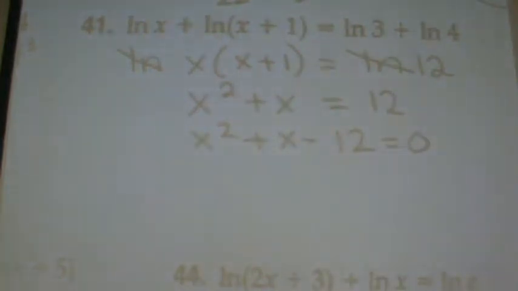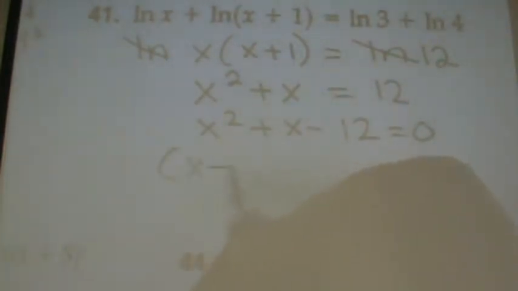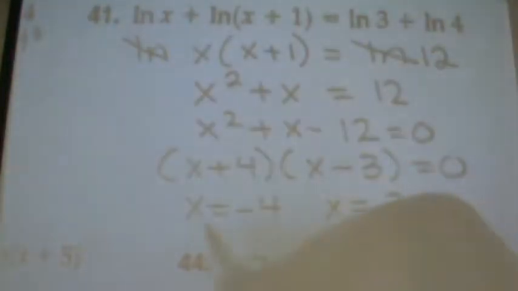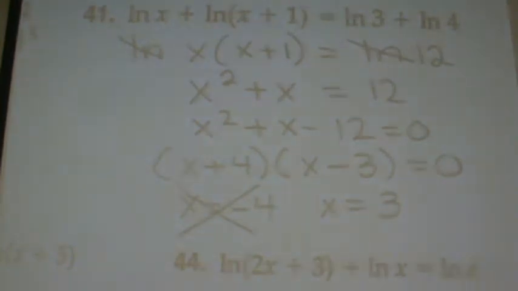Then what? Then what? Set each one equal to 0. You guys are doing great. Are both answers good? One of them's not going to work. -4 is not going to work, because if you put -4 here, no. So just do that. 3 is the only answer.